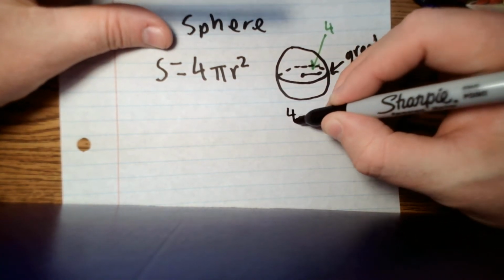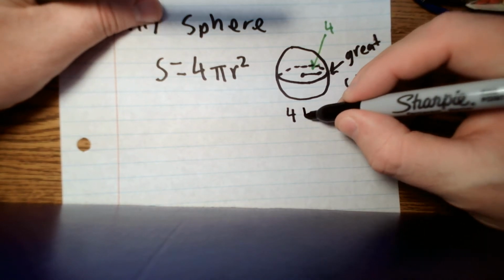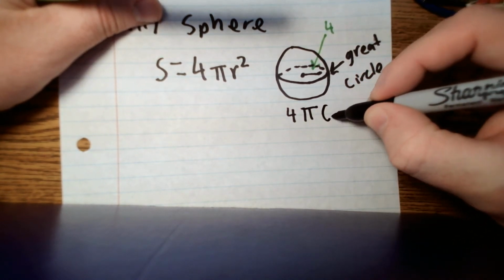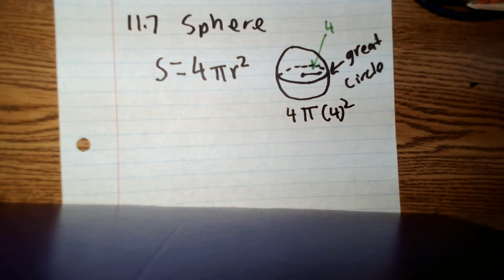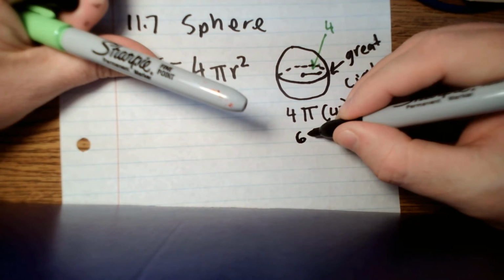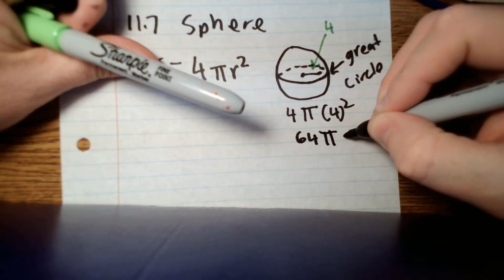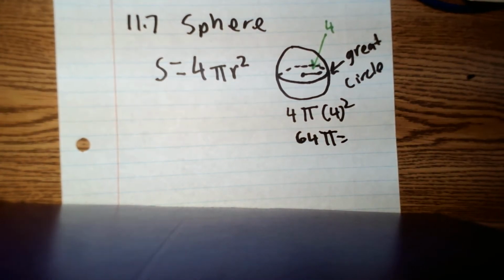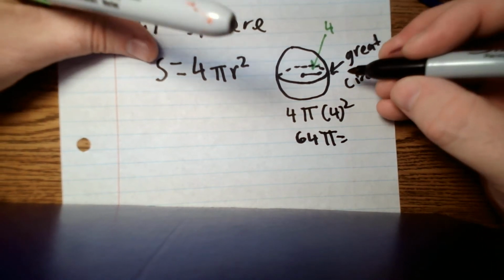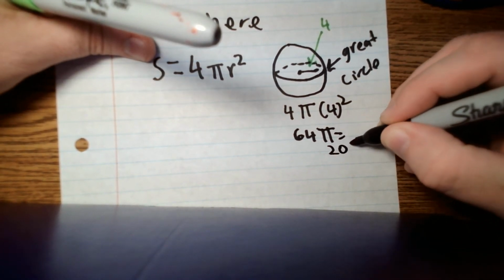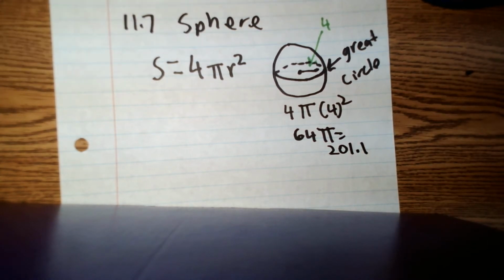We just do 4 pi 4 squared. 201.06. All right. So that's going to equal two different things. It's going to equal 64 pi. And so I'm going to probably ask for it rounded on this chapter. So rounded would be basically 201.1 if I round to the nearest tenth.